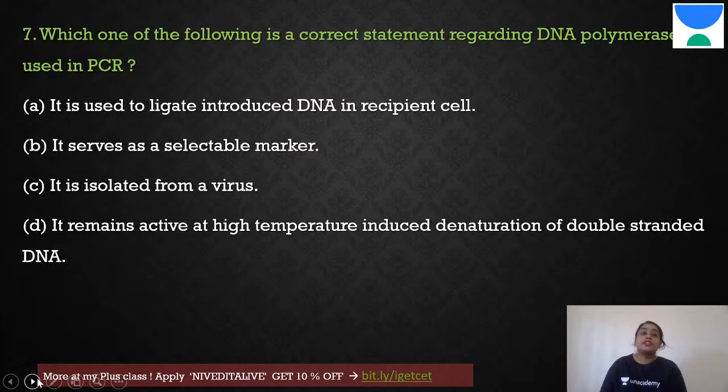The question is, what is your DNA polymerase that is used in PCR? It is Taq polymerase. Correct? Therefore, this Taq polymerase is used for what? Because at high temperature, it should be able to withstand denaturation. So therefore, it is D. That is the correct answer. It is isolated from a bacteria, not virus.